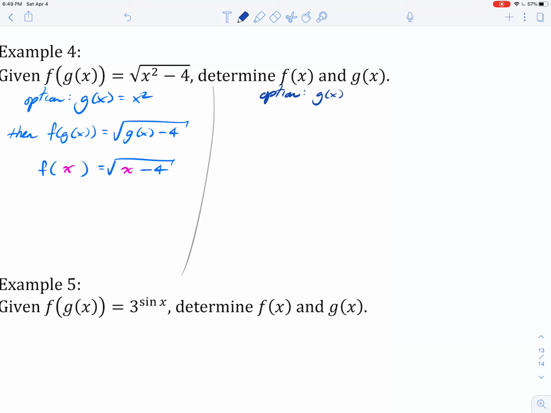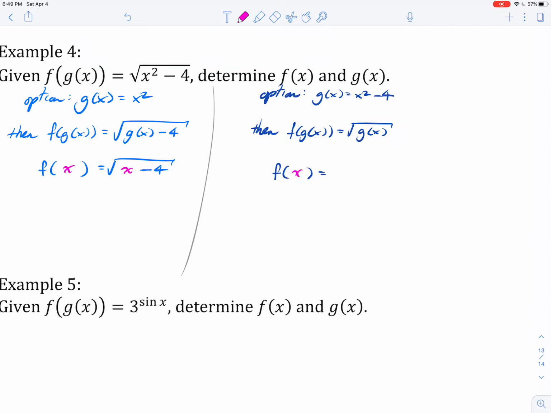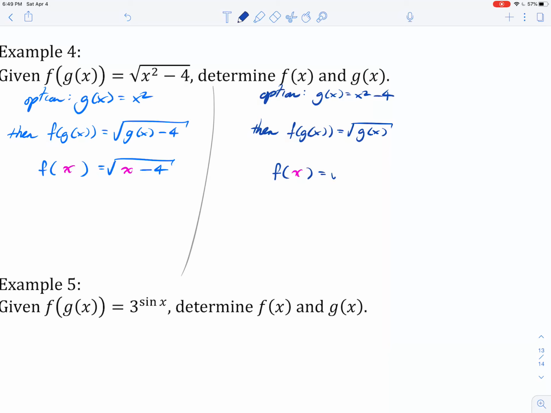Let's say that g of x is x squared minus 4. Well then, f of g of x is the square root of g of x. Well, what does that mean for us? I'm going to take all the g of x's, replace them with x's, and then there's that. F of x is just root of x.